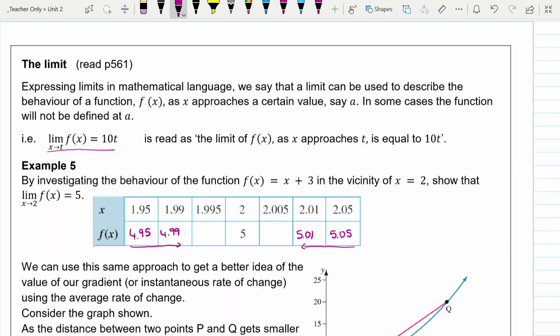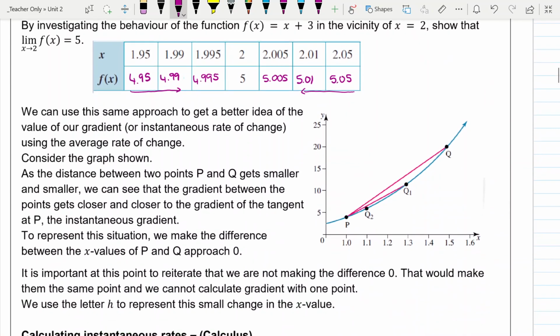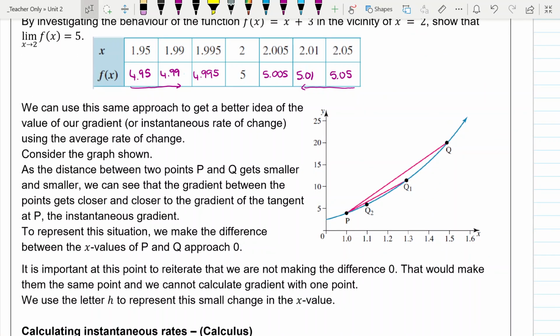What about if I moved even closer to 2? Now I'm looking at 0.005 on either side of 2. My value of my function would now be 4.995, and from this side it's 5.005. So as you can see, as I make my value of x closer and closer to 2, my values of my function, my y values, my f of x, are getting closer and closer to a value of 5.